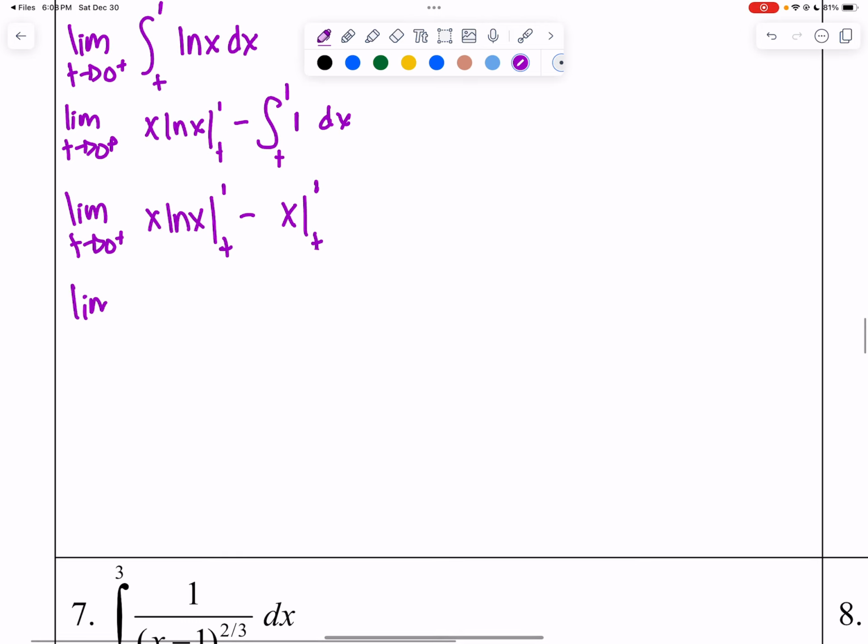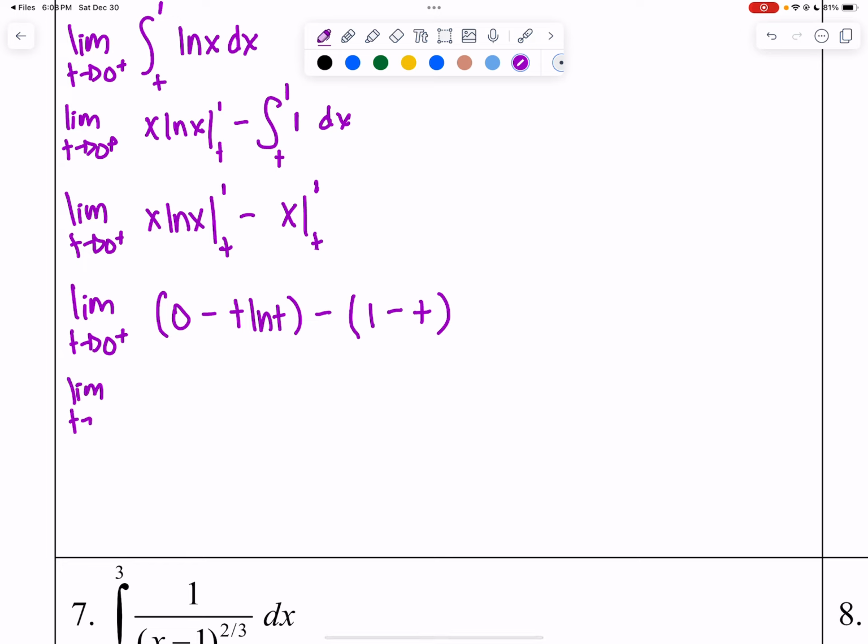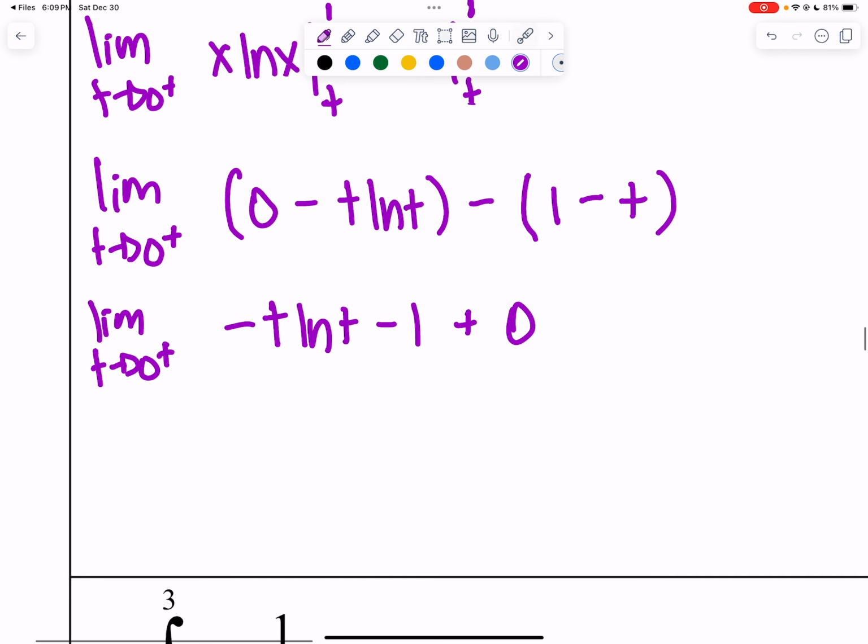Going to evaluate, so now I have the limit as t approaches 0 from the right. If I were to plug in 1 here, it really doesn't matter because ln of 1 is 0. So now I have 0 minus t ln of t minus 1 minus t. Going to make this a little bit prettier. So I have negative t ln of t minus 1 plus t. Now this one right here, since I'm going from the right of 0, and this is just a linear function, this is just 0. So the only thing that I have to worry about is this thing right here.